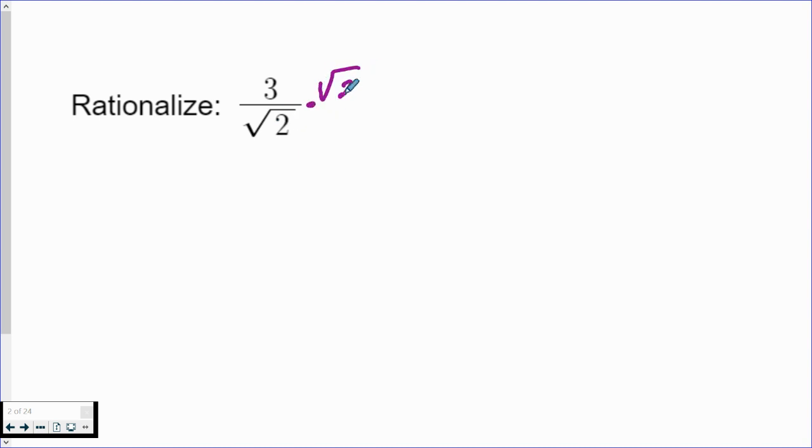And so what we can do is take that square root and multiply it to the numerator and denominator of our fraction. So in the numerator, we end up with 3 times the square root of 2. We cannot multiply those together. You just want to leave those like that. They're not like terms. So you cannot combine them.